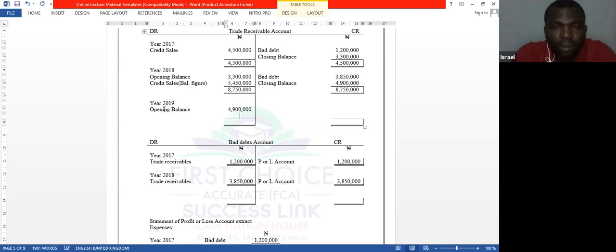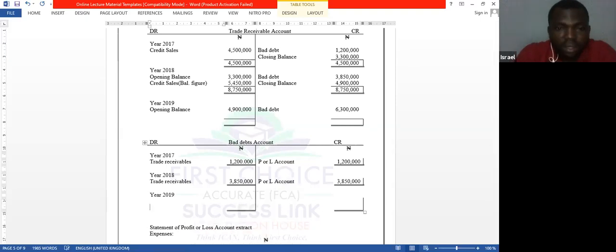So for the bad debt for the year 2019, if you look at our question, the bad debt is 6.3 million. So we come down here under our bad debt account. So we have here 2019. So after 2019, we come here and put trade receivables, and the amount is 6.3. So you put your 6.3 here.